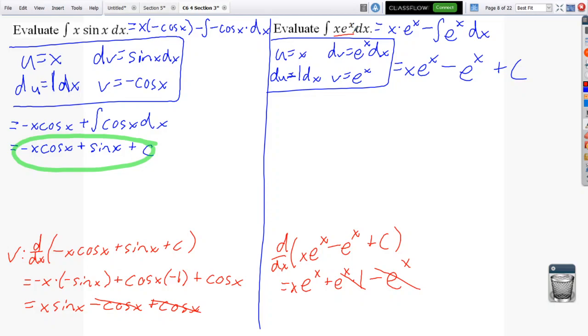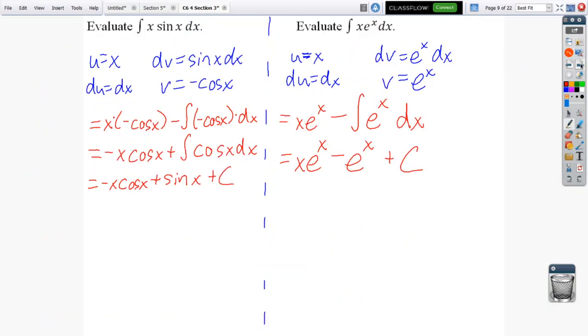We just checked it. Again, you don't have to do the check step unless you have the time and you like to make sure that you're right. There we go.